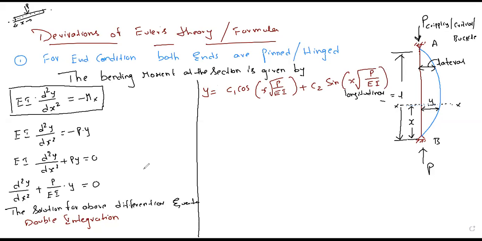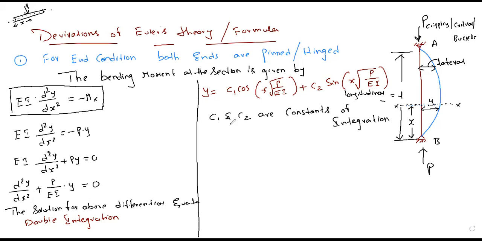Okay, you have all done slopes and deflections in strength of materials, the double integration method, Macaulay's method. In the same way we are doing it. When you do the double integration of the above equation, you will get finally this equation where c1 and c2 are constants of integration. Those two are integration constants.